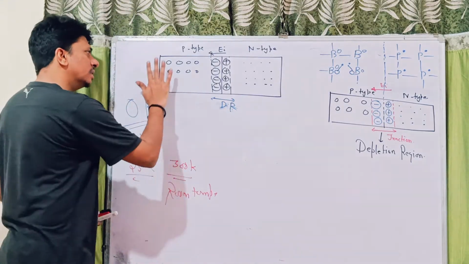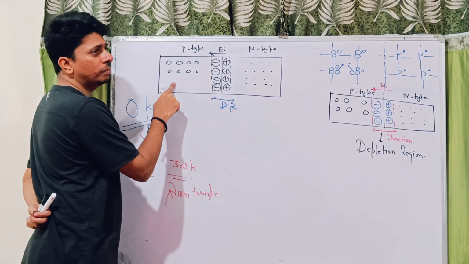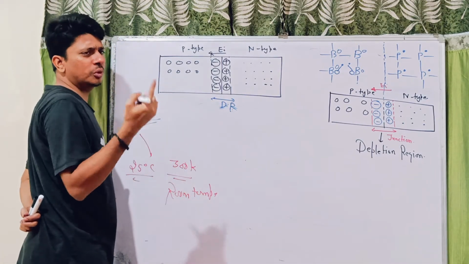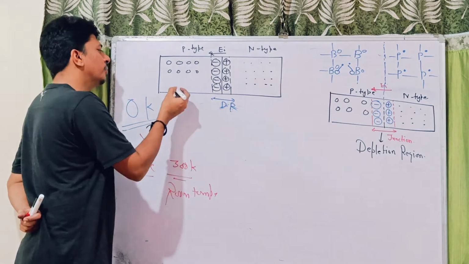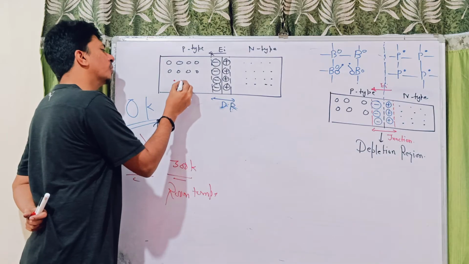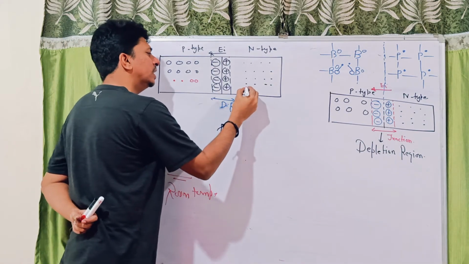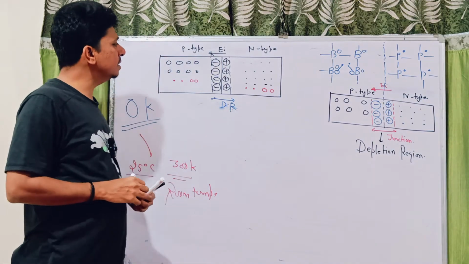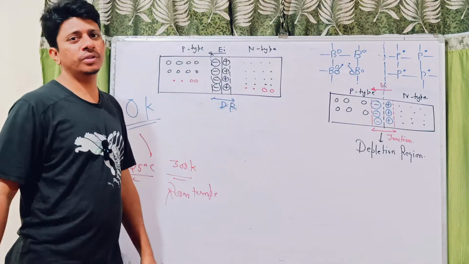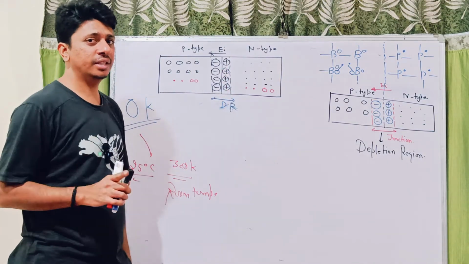So in this scenario, sir, only this will happen. Few of the covalent bonds will break. Suppose one or two, suppose one covalent bond is getting broken because of the room temperature. So this will create two electrons and two holes, and here also this will create two electrons and two holes. Now this is the exact representation of a p-n junction at 25 degrees centigrade.